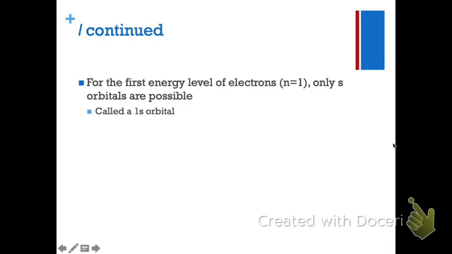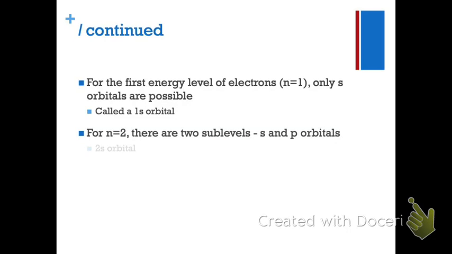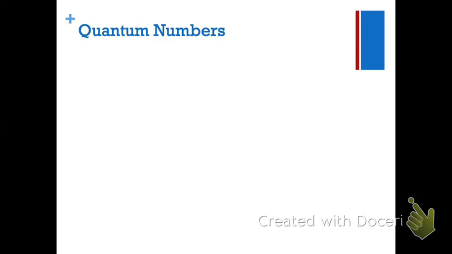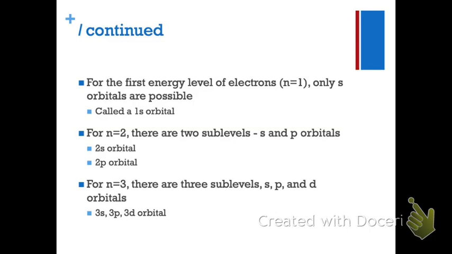For the first energy level, n equals 1, only s orbitals are possible. For n equals 2, we can have s and p. For n equals 3, we could have s, p, and d. And then for n equals 4, what could we have? S, P, D, and F. Right? We've already talked about that, so I want to just look at that a little bit. You don't have to write this part down. This is something that we've talked about several times, so you don't need to have that exactly.